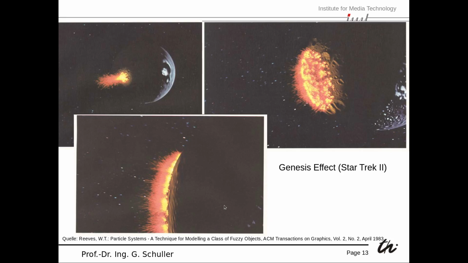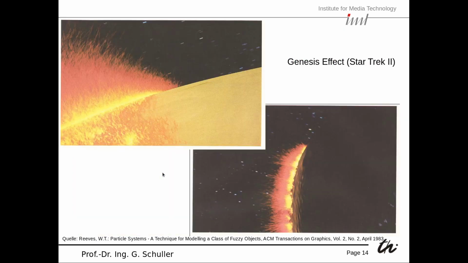So here are some examples. This example comes from Star Trek 2, the movie, and this is the Genesis effect. So here you have some planet and you have some sort of outbreak here, volcano or something, and you can see it emits particles, and those particles are then dissipated into space. Here you can see a close-up. So here you have a surface. The surface emits particles. The particles change over the lifetime and then they die.